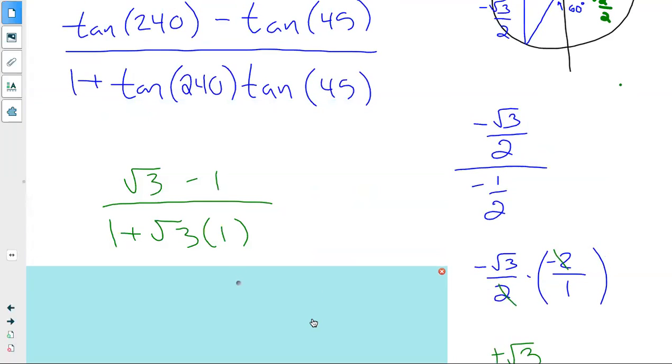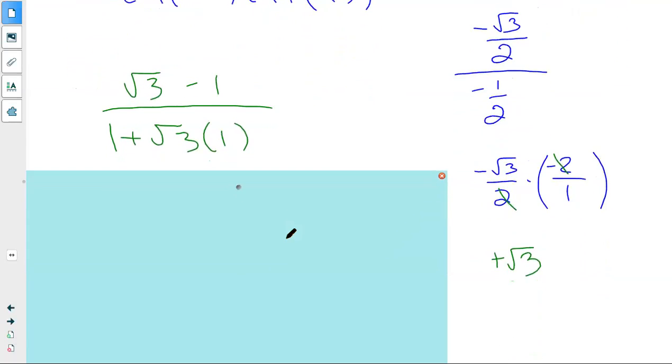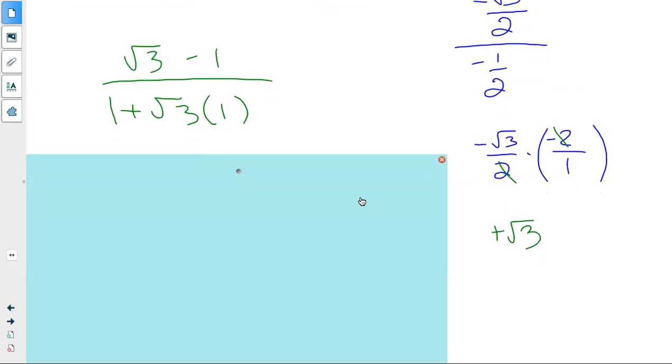Okay, so now we're going to drop our values in. So tangent of 240 degrees is root 3, minus, and then tangent of 45 degrees is 1, all over 1 plus tangent of 240 is root 3, tangent of 45 is 1, and then we're going to simplify this. It doesn't always simplify that nicely for us, but we'll do what we can.